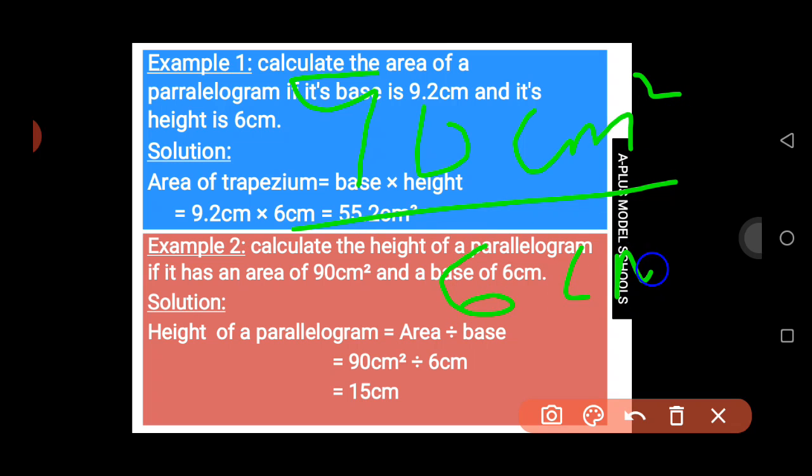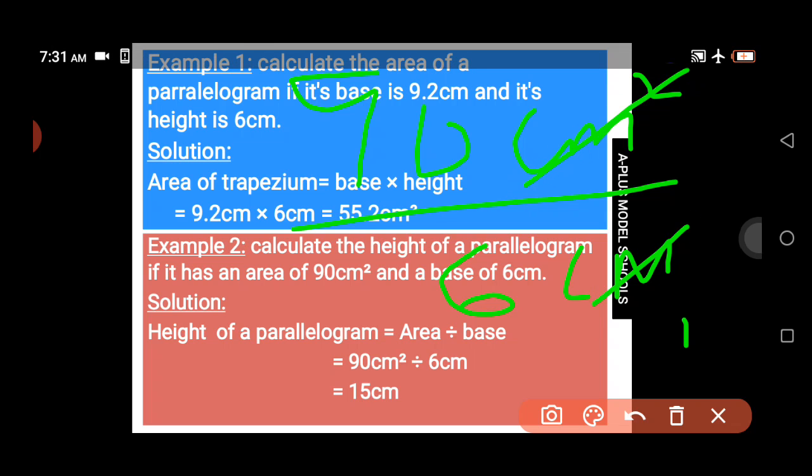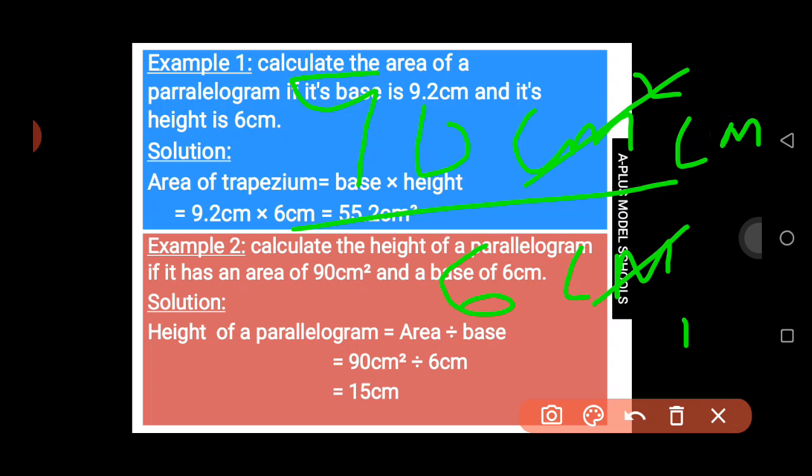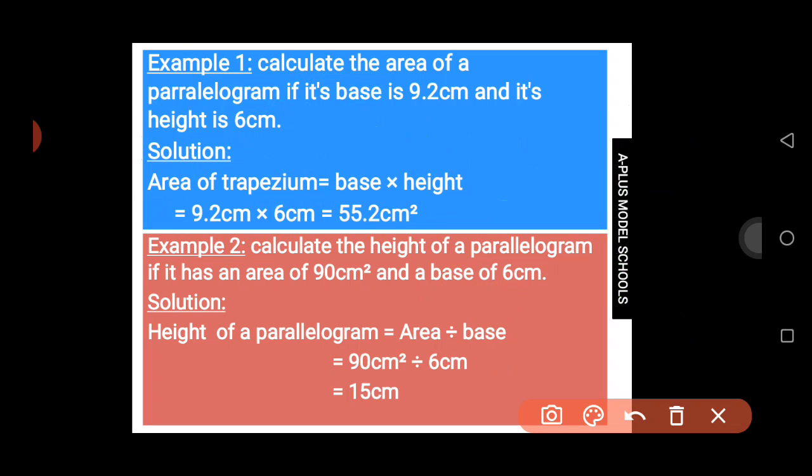Firstly, this centimeter is 1, this centimeter is 2. So when this is cancelled, it remains 1 centimeter. Then 6 go in 9, 1, remainder 3. 6 in 30, that is 5. So my answer here is 15 centimeter. So the height will be 15 centimeter. You can also multiply it together again. 15 multiplied by 6 will still give you the area of the parallelogram.